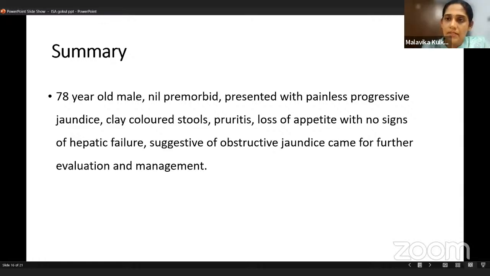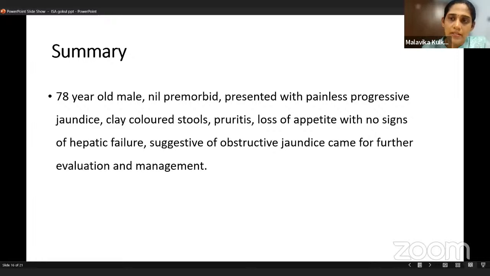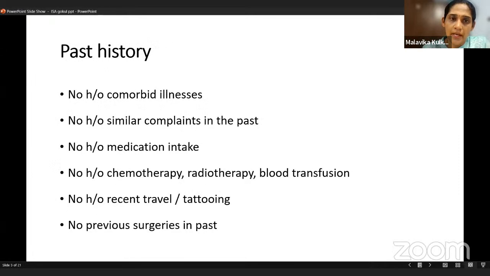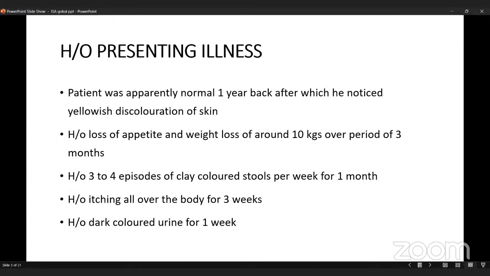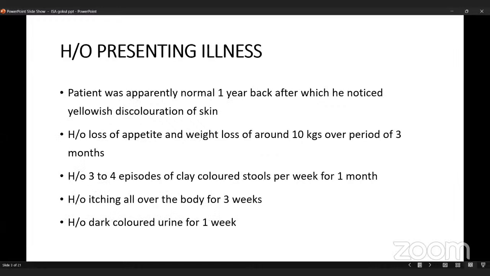Gokul, that was an extensive history and examination. Thank you, ma'am. So what positive findings have you found in your history which point to your diagnosis? So, ma'am, my patient came with yellowish discoloration of the skin, clay-colored stool and high-colored urine, ma'am, which points towards an obstructive pattern of jaundice, from history.